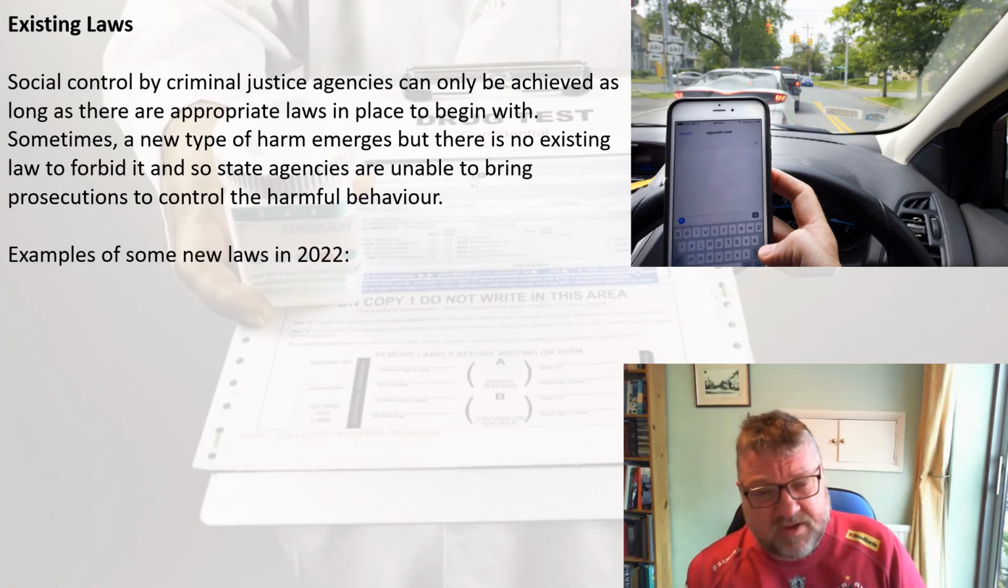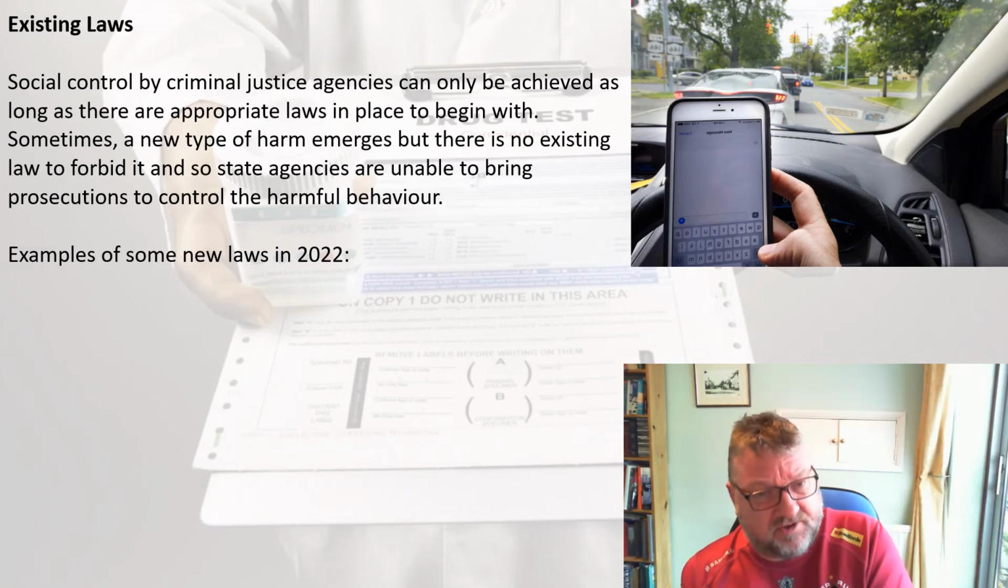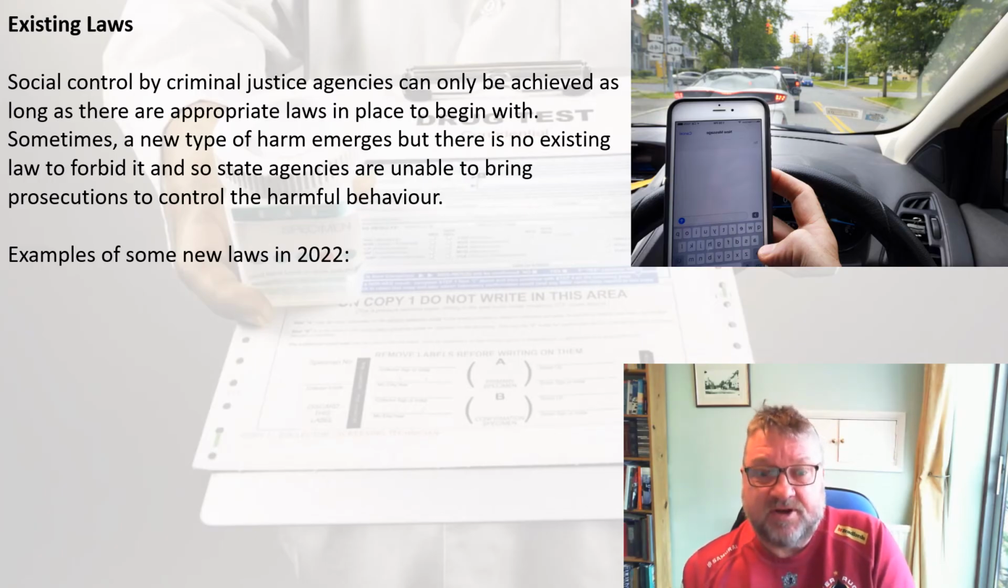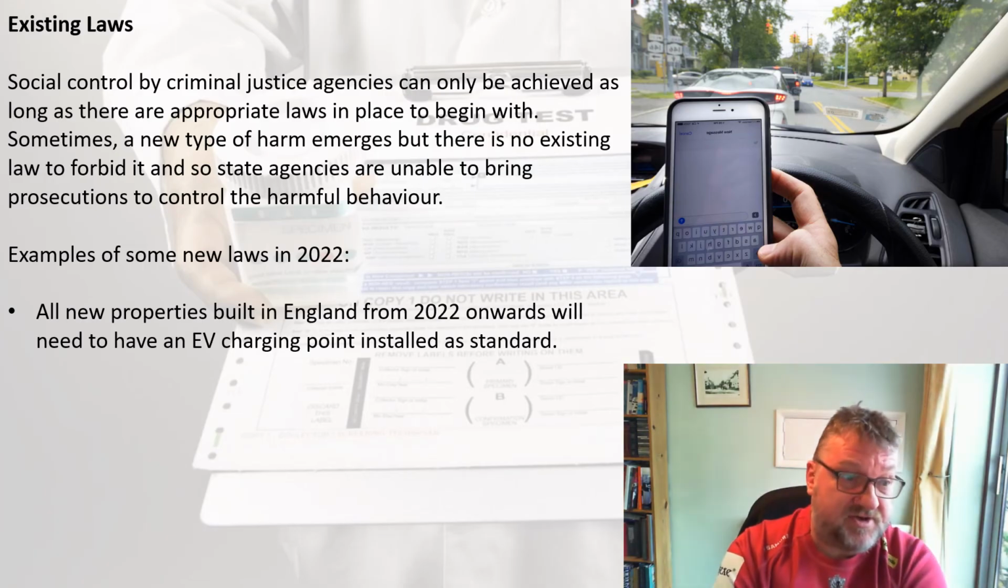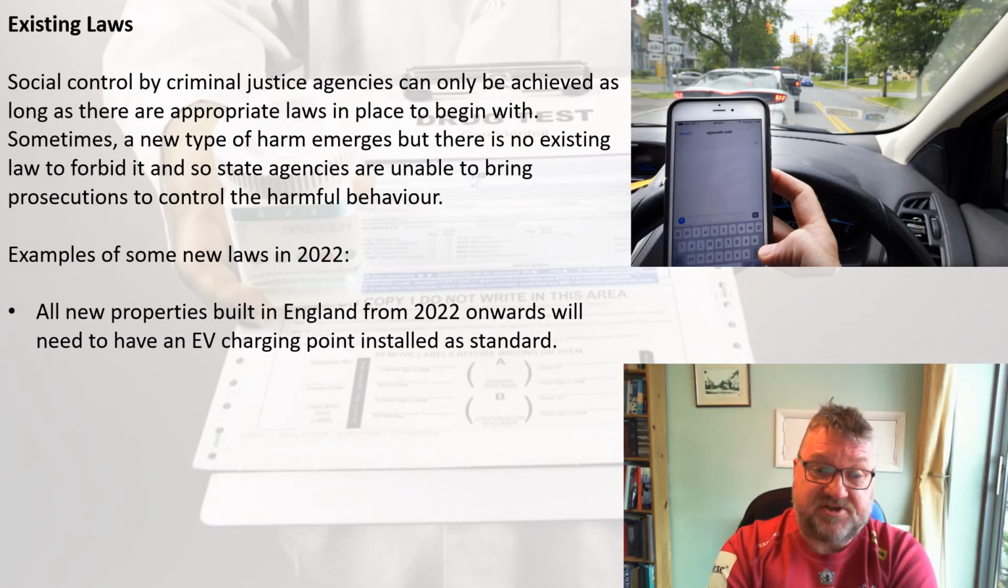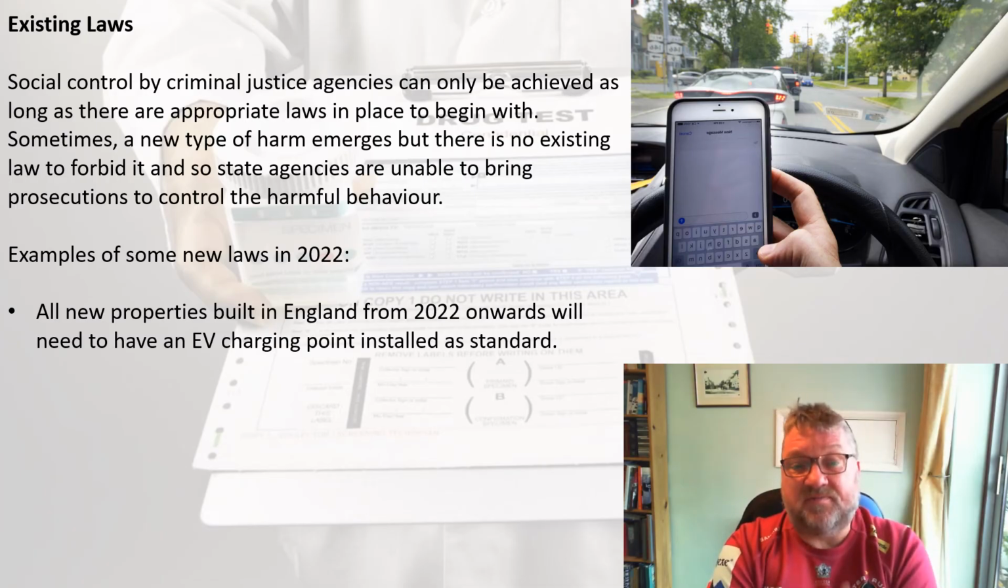Now, I did a bit of digging and looked at some of the new laws that have come in 2022. I've got an example of 2 of them, which look at how new technology and existing laws have had to be amended to make up for these gaps. So, for instance, you may not have realised this, but we had a new law that came in this country. All new properties built in England from 2022 onwards will need to have an electric vehicle charging point installed as standard. That is now a law, so that is to get ready for the rise in electronic vehicles, to future-proof us for that. If you don't have that law, you're stuffed.